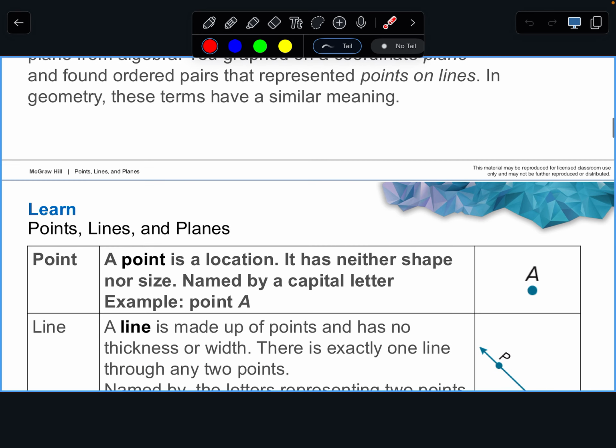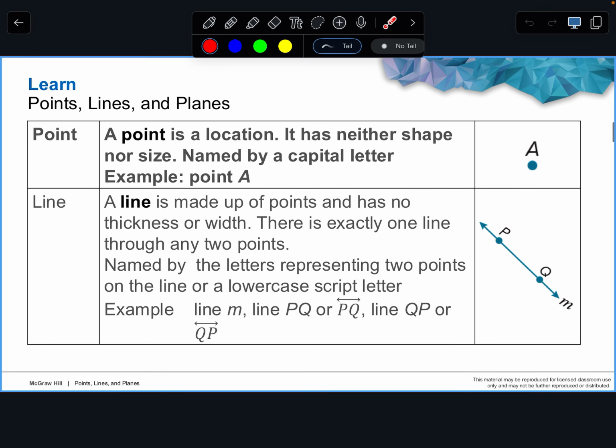What we are going to do is talk about how we name them. Very specifically, the way we write their names is very important in geometry, okay? So this is what I really want you to write down in your notes, okay? So here in your notes, let's get your pen ready.